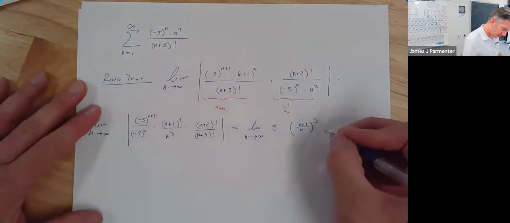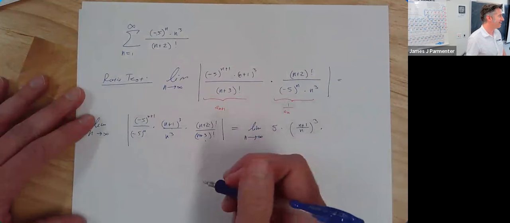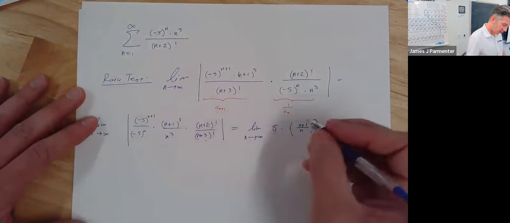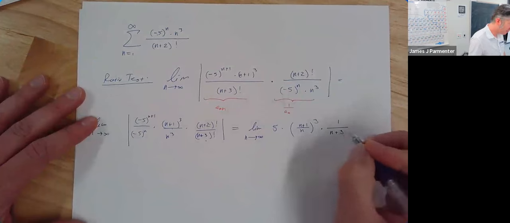And then finally, n plus 2 factorial over n plus 3 factorial leaves us with what? 1 over what? N plus 3.